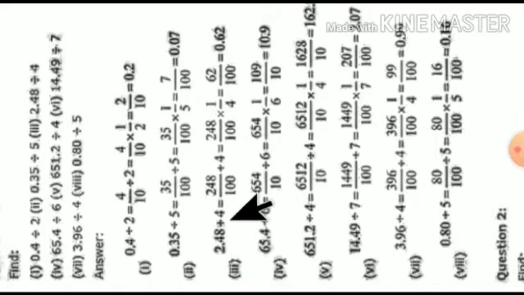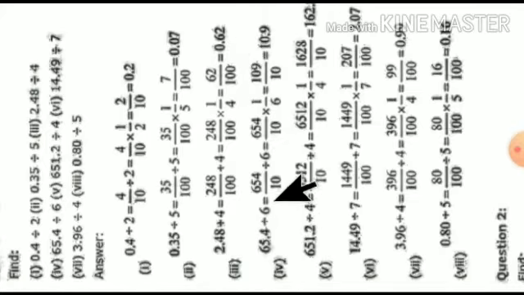Now 2.48 divided by 4 equal to 248 upon 100 divided by 4. This divide sign will change to multiply. 4 will become 1 upon 4. So 248 upon 100 into 1 upon 4 equal to, you will cut this number by 4. So it will come 62 upon 100 equal to 0.62.